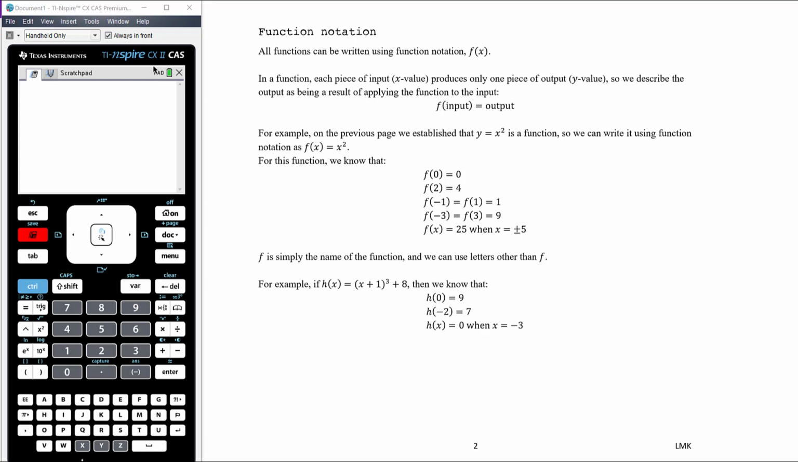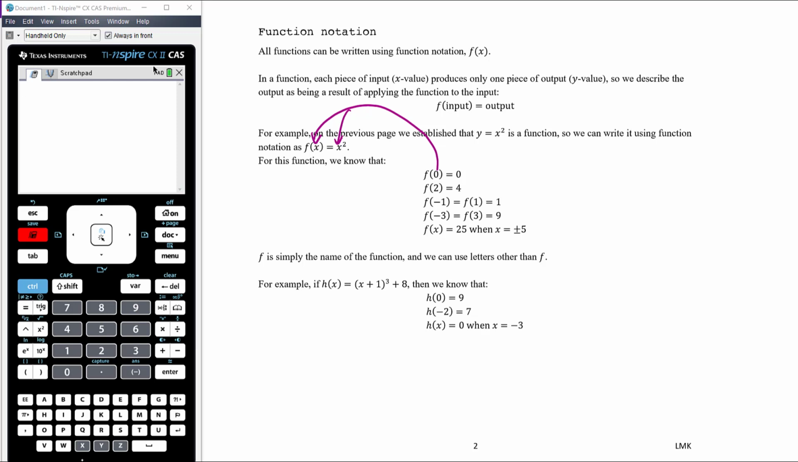So if I apply the function to whatever the input is, so the x value, I'm going to produce a piece of output, so a y value, okay? For example, on the previous page, we established that y equals x squared is a function, so we can write it using function notation. f of x equals x squared. For this function, we know that f of 0 is 0. That's because when we replace x in the function with 0, we get 0 squared. When the input value is 0, the output value is 0 squared, which is 0.